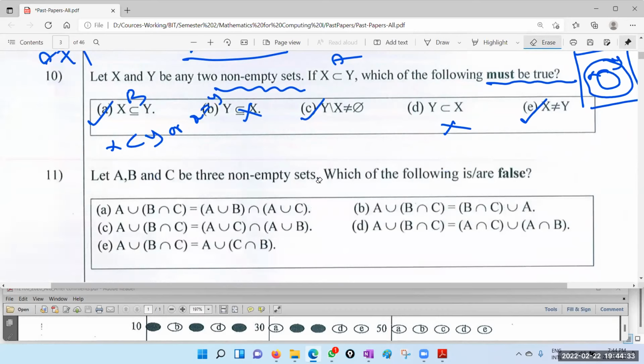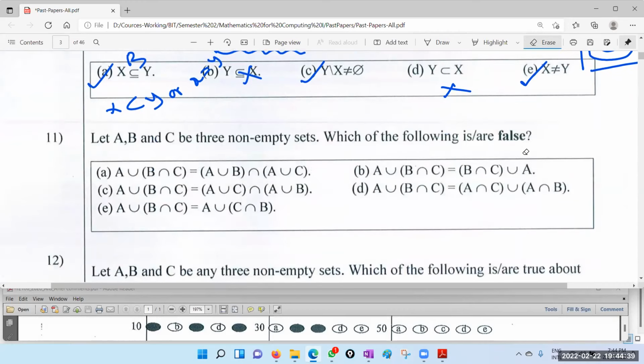Let A, B, and C be three non-empty sets. Which of the following are false? Okay. Non-empty sets A, B, C. So there are so many possibilities. Three non-empty sets. Which of the following are false? Okay. In general, false.